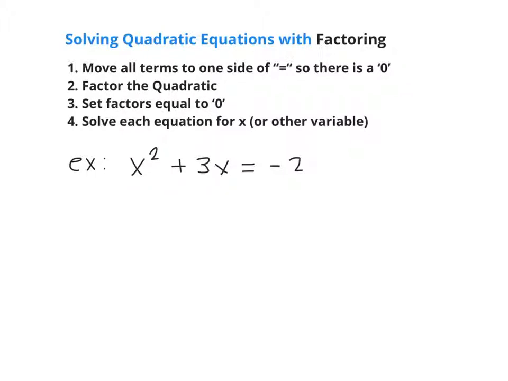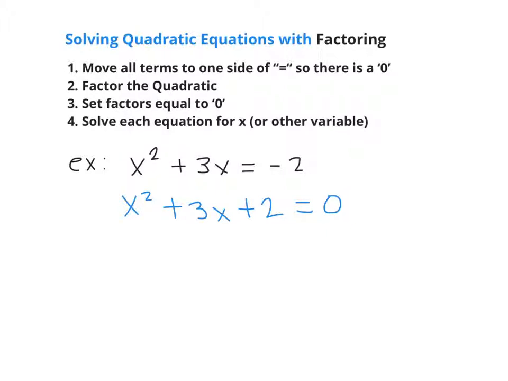First of all, we need to move all of the terms of our quadratic to one side. So let's do that for our example. So x squared plus 3x is equal to -2, so if we add 2 to both sides, then we're going to get x squared plus 3x plus 2, and then that's going to be equal to 0, right? Because if we add 2 to -2, we get 0. Okay, so that gives us step 1.